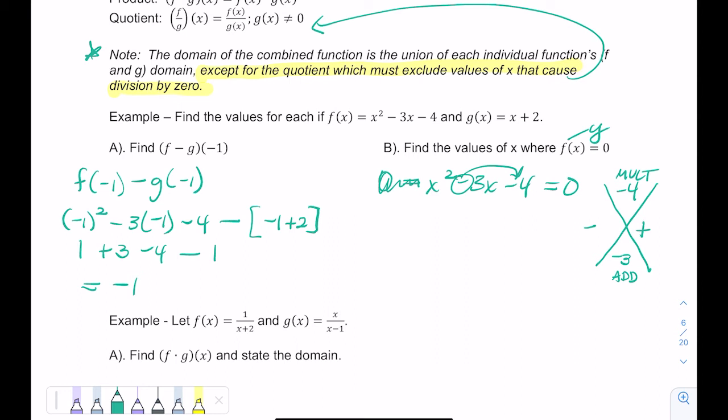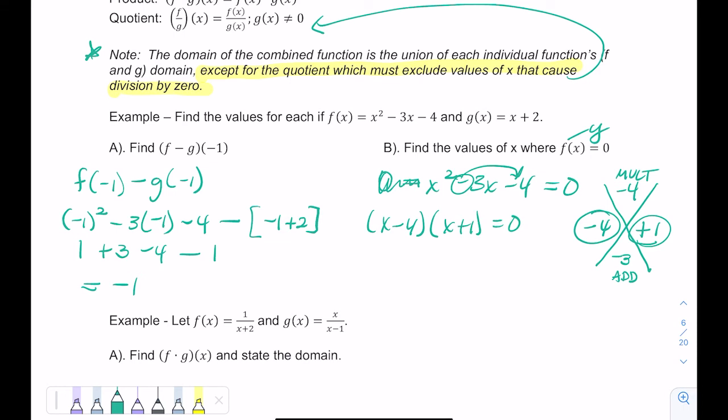So you want a negative and a positive number that multiply to give you -4, and add to give you a -3. And that would be -4 and 1. -4 times 1 is -4, and -4 plus 1 is -3. So you're going to have x minus 4 times x plus 1 equals 0.